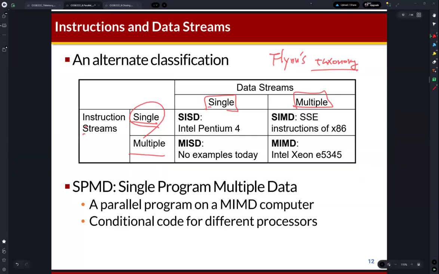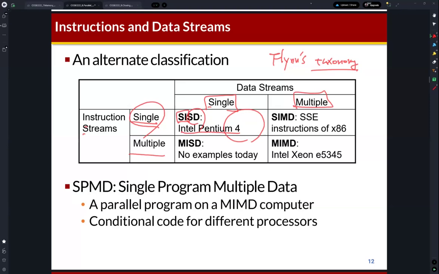That's what we learned in this course. An example is the Intel Pentium 4. It's a single core architecture, which means using a single instruction to handle scalar data, a single data stream. So it's called SISD.